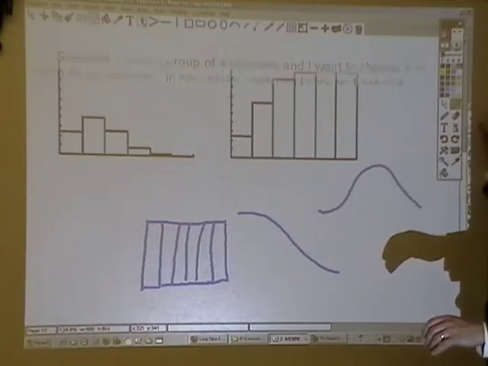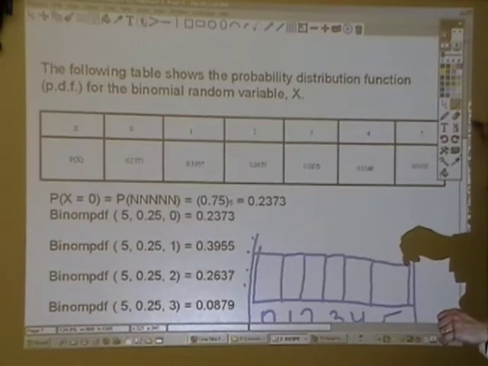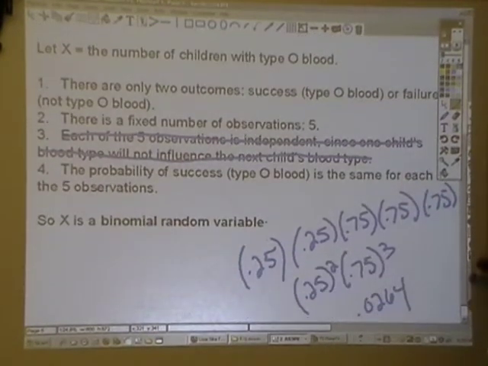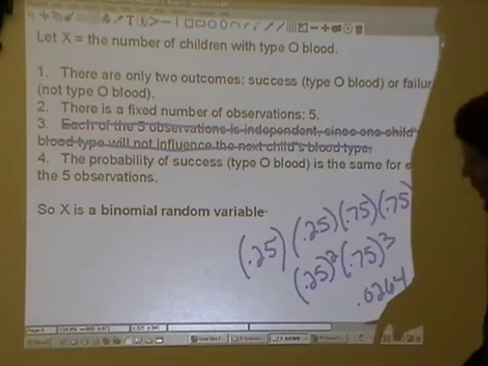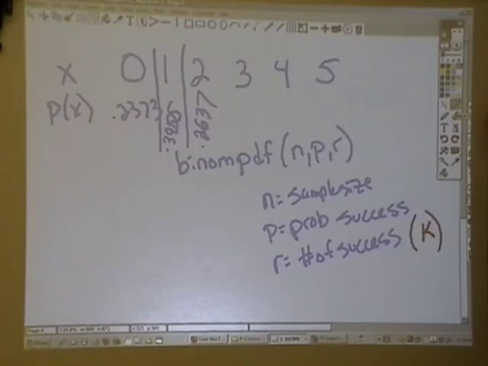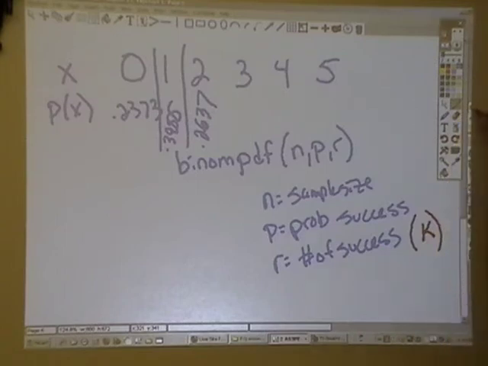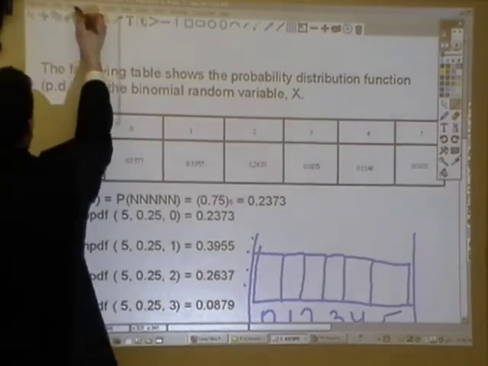and here we go. Let's talk about why it is that when we did this probability of the kids, we got 0.0264, and the calculator got 0.2637 or something like that. Really, we're off by a multiple of 10. And why is that? The answer is simply because of how we set this up originally.